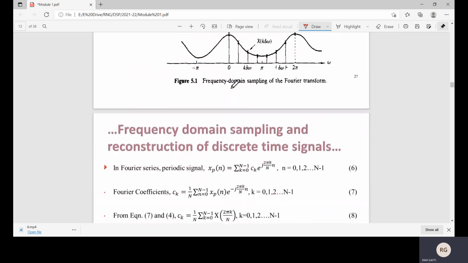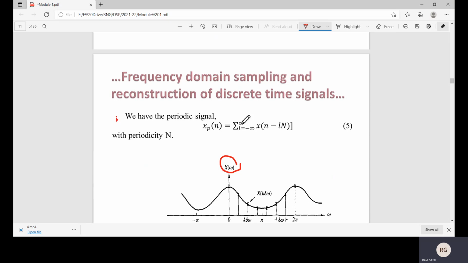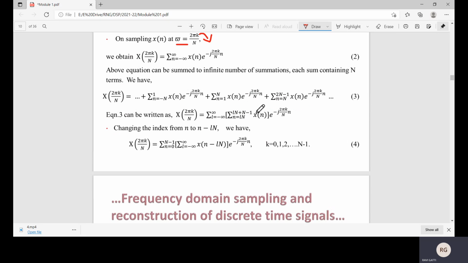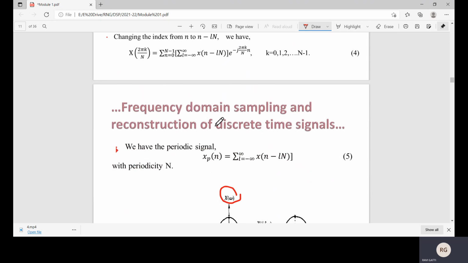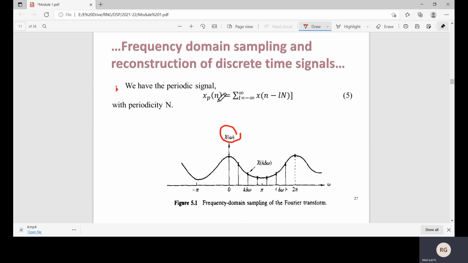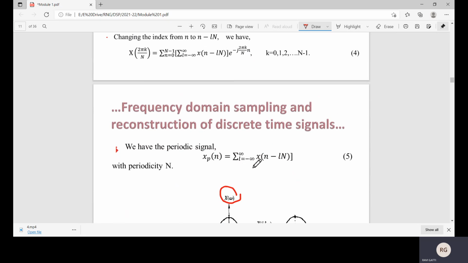Since we know that the Fourier transformed signal is a periodic signal, we can represent this in terms of an infinite number of summations, each summation consisting of N number of samples. So we have represented this sampled version of X of omega over this, and then since each sample is periodic, it is possible for us to represent the entire summation with two summations in this manner. And we have introduced one more important factor, that is a periodic signal xp of n, where xp of n is nothing but the summation l equal to minus infinity to plus infinity x of n minus l N.